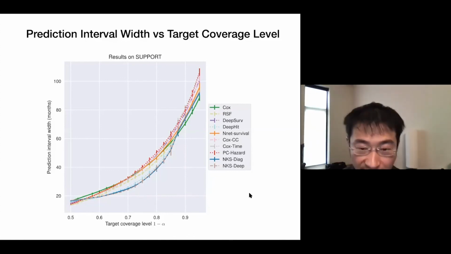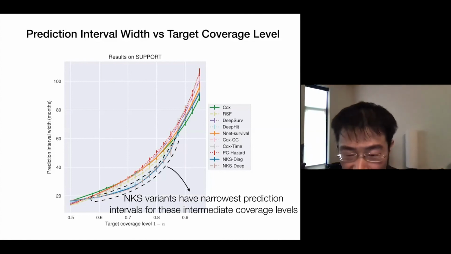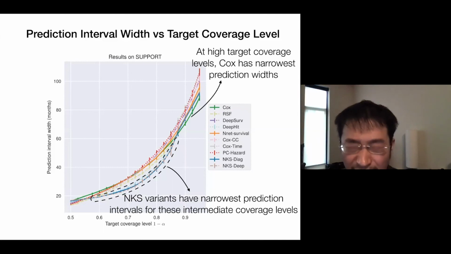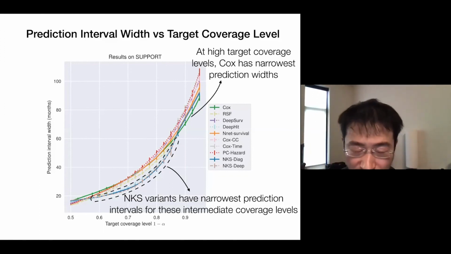Here, I'll just say, for the SUPPORT data set, actually the best performing for a pretty wide range of target coverage levels is the two NKS variants, okay? Whereas when you go to high target coverage levels, the classical Cox proportional hazards model from 1972, which is a simple parametric model, actually gives the smallest prediction interval width.